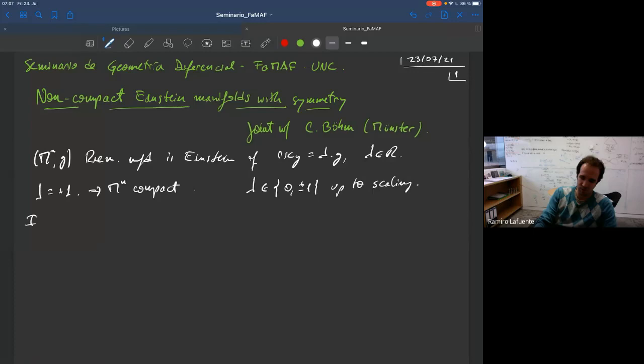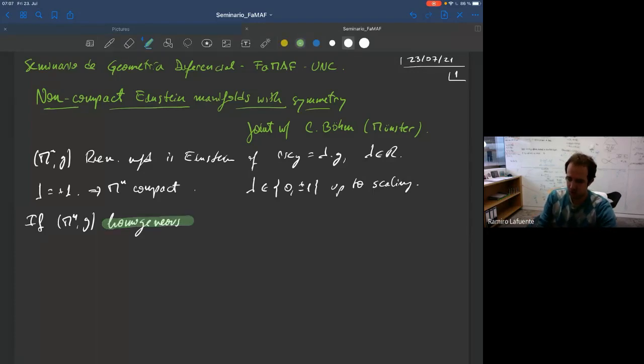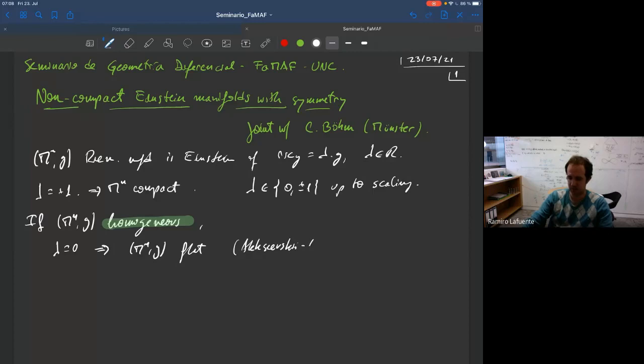Let us move on to the case that interests us, where the manifold is not only Einstein, but homogeneous. What do I mean by homogeneous? This means that the isometry group acts transitively, so any two points can be mapped into one another by an isometry. Then special things happen: Ricci flat homogeneous manifolds are flat. This was proven in the 70s by Alekseevsky and Kimelfeld. In particular, since homogeneous spaces are complete, the universal cover is Euclidean R^n with the flat metric, so you pretty much know what these are.